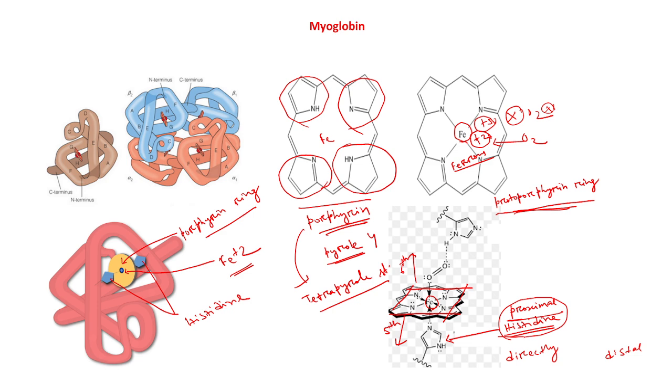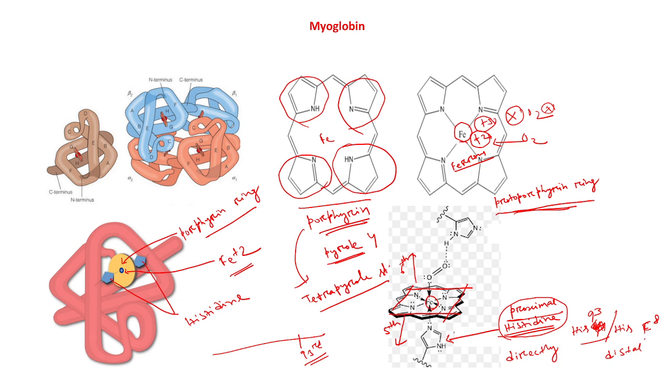So this histidine is also called His64, or it is called His F8, or it is called histidine 93. Why is it called histidine 93? That means in the amino acid sequence it is present at the 93rd position. That's why it is called histidine 93.